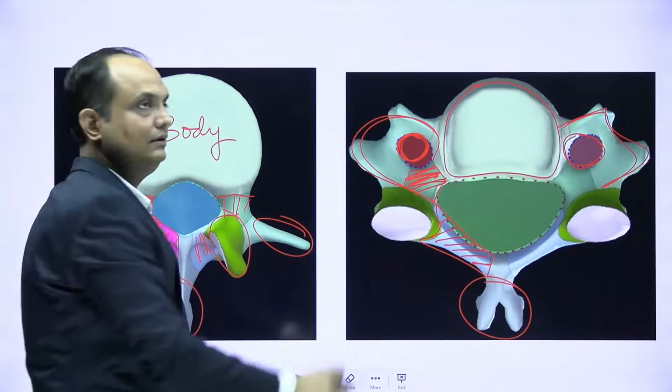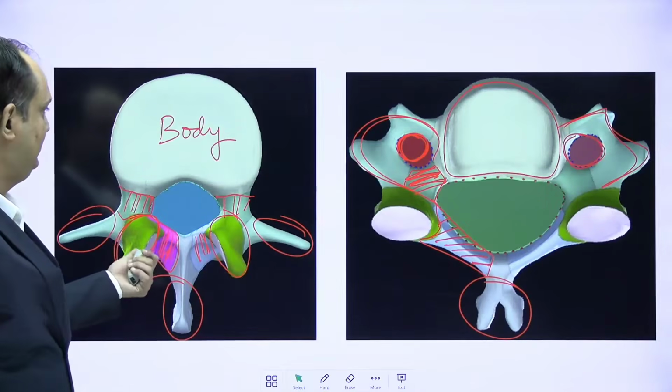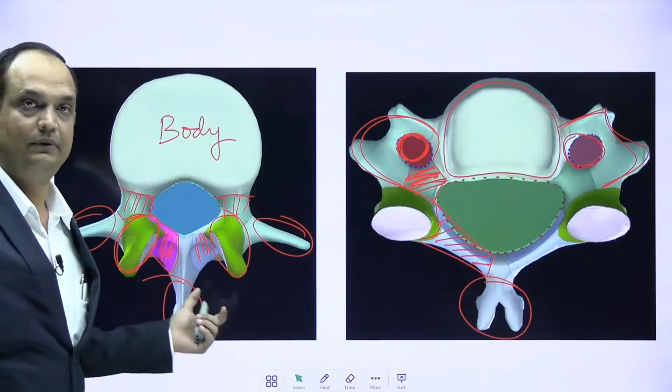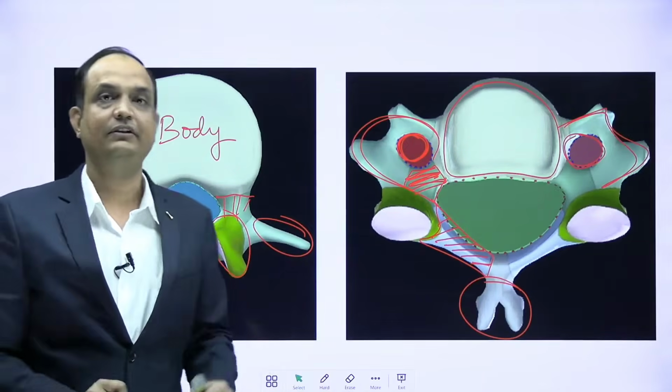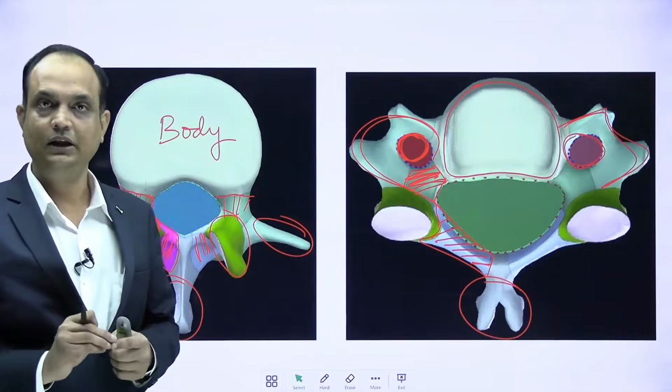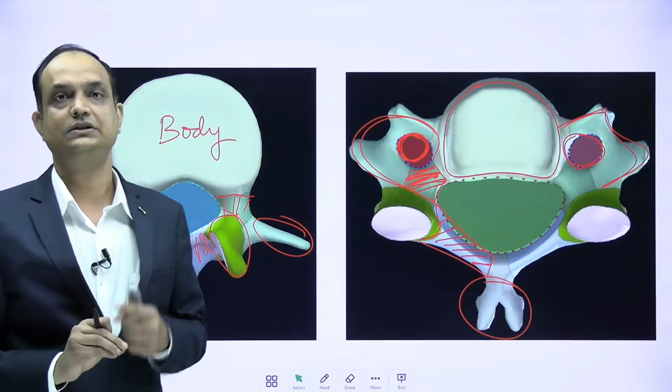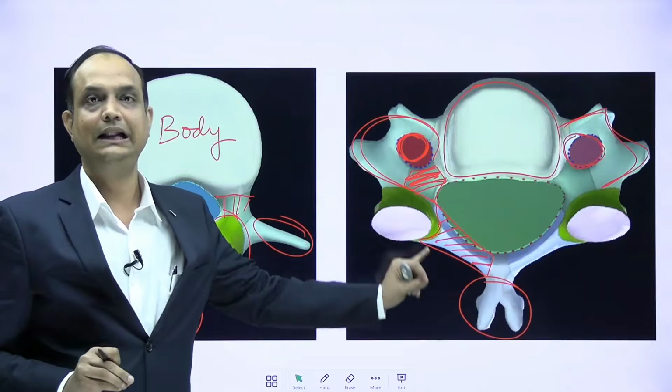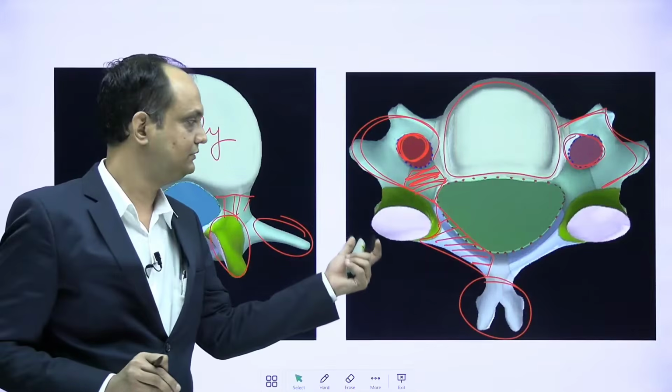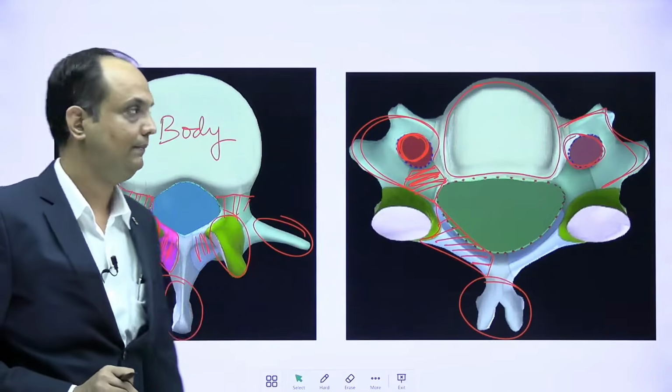So this is the cervical vertebra, and here we are seeing the lumbar vertebra. So each and every vertebra has the body and neural arch, and the neural arch has the pedicle, lamina, articular processes, transverse processes, and spine.